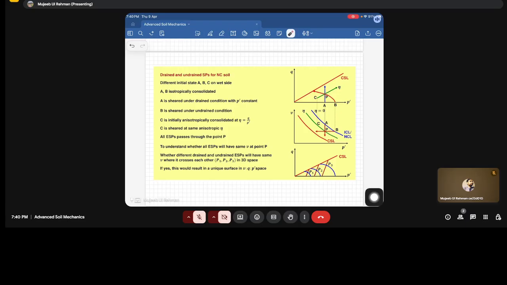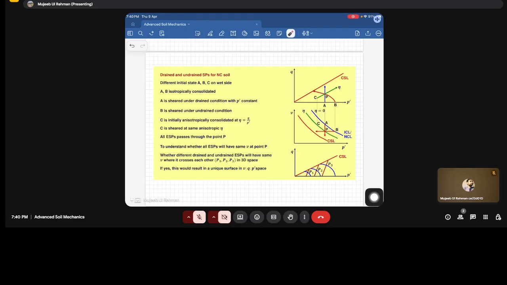To understand whether all ESPs will have the same specific volume at point P, we need to find that unique surface: what is that unique plane which will pass through these points, or in 3D how does this unique plane look in the V Q dash P dash space. So whether drained or undrained, we will have the same specific volume where they cross each other, P1, P2, P3. If yes, this would result in a unique surface in V Q P dash space.